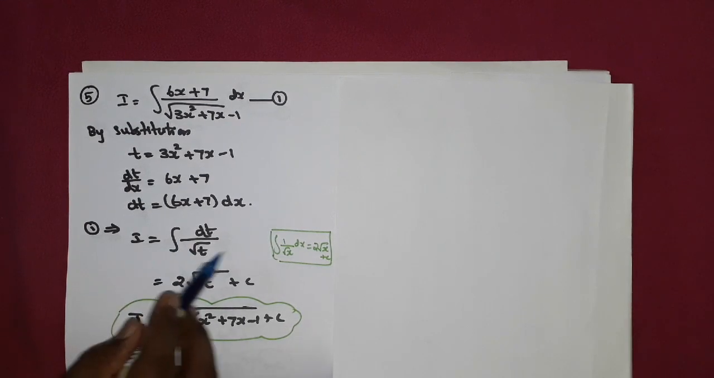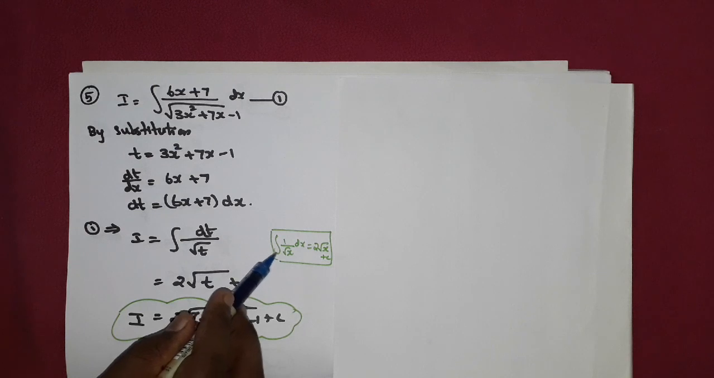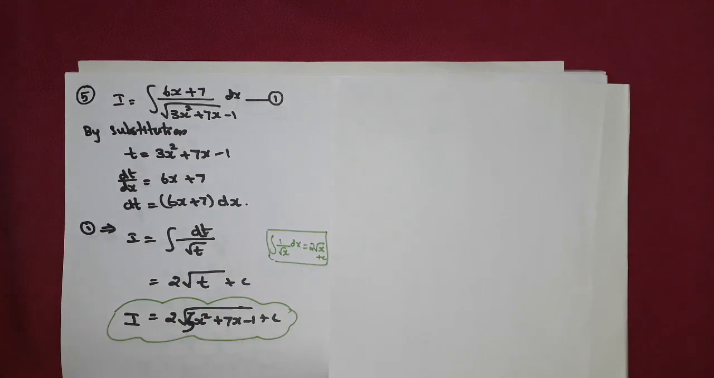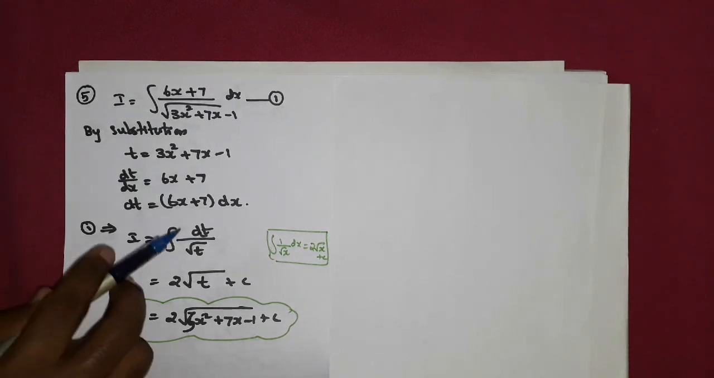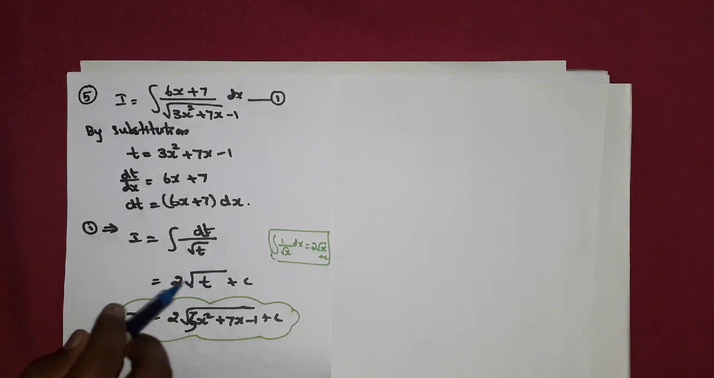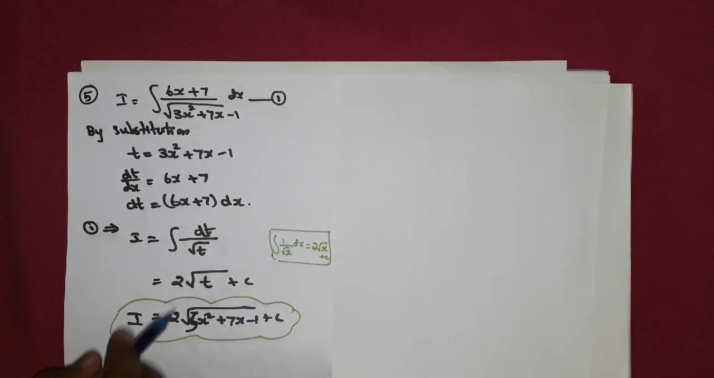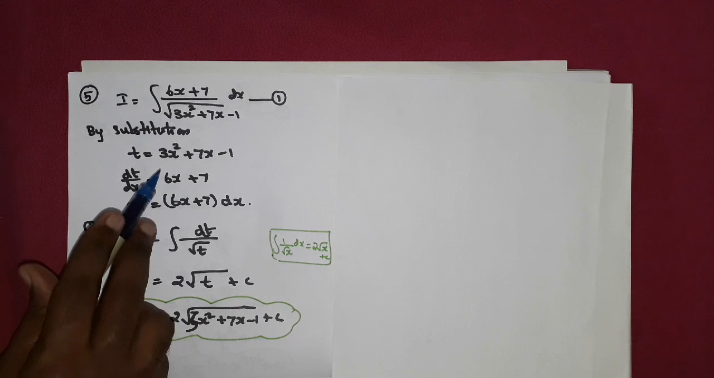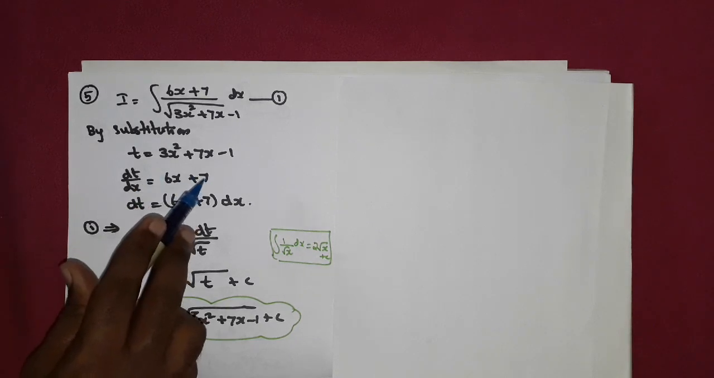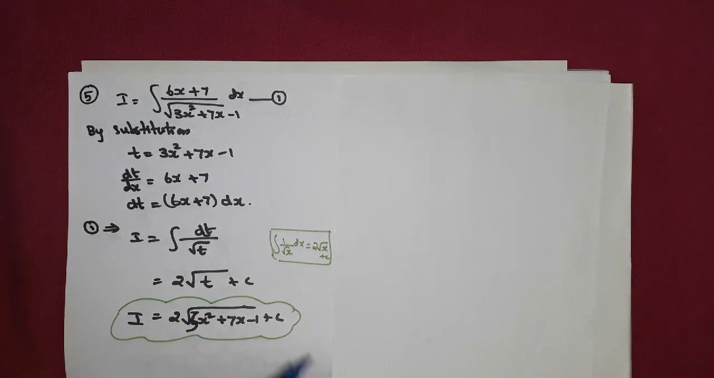Now 1 by root x, when you integrate, the formula is 2 root x. So what is the formula for 1 by root x? When you integrate 1 by root x dx, the answer is 2 root x. Like that, 1 by root t, when you integrate, 2 root t plus c, 2 into t. t is nothing but 3x square plus 7x minus 1. So that is applied here plus c.